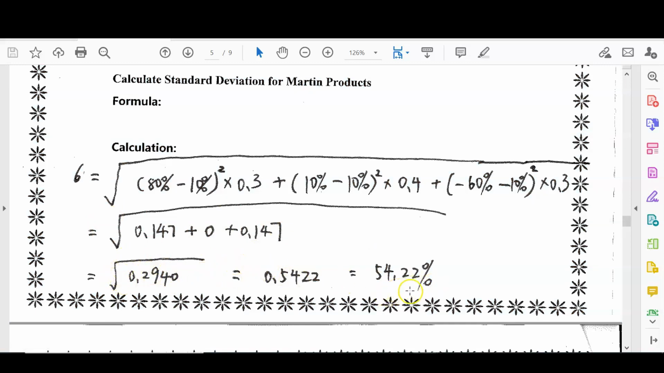I have 54.22% as the standard deviation for this firm. This stands for how volatile the return of this firm is, how the returns are deviating from the expected return, 10%.